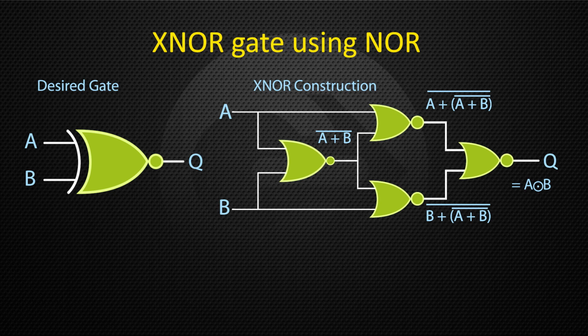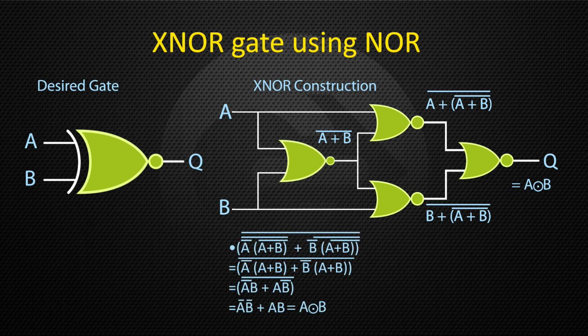XNOR gate using NOR. A NOR B generates A plus B whole bar. Now, A NOR A plus B whole bar generates this, and B NOR A plus B whole bar generates this. Finally, A plus B whole bar NOR B plus A plus B whole bar generates the output, which is this. On further simplification, we get the output as A bar B bar plus AB, as we know from previous discussion.